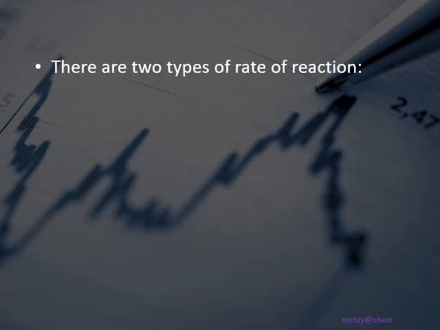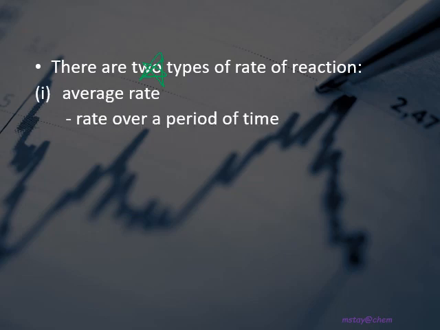Generally, there are two types of rate of reaction. First one is the average rate of reaction, which is generally the rate of reaction over a period of time. So you can find the change of the concentration of the reactant over the time.